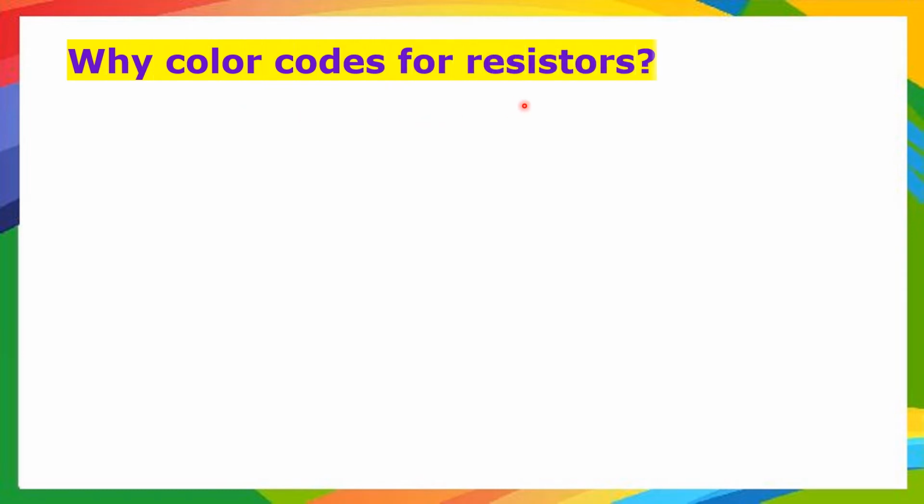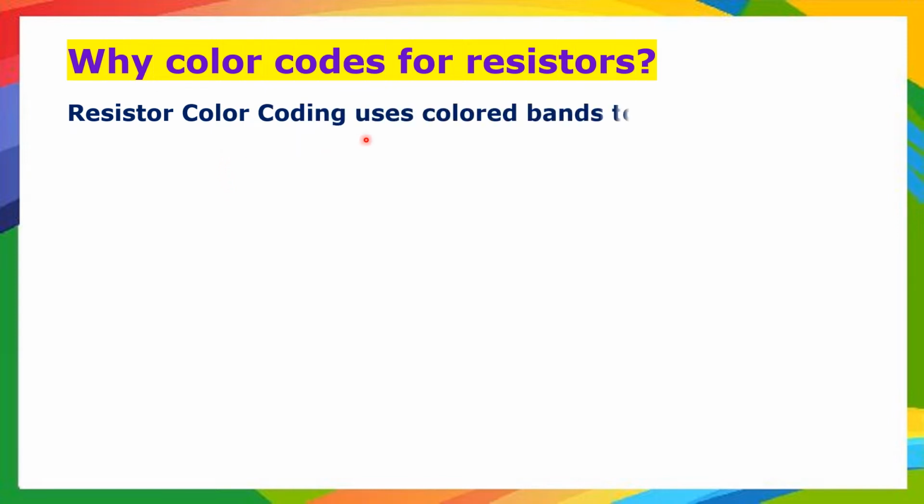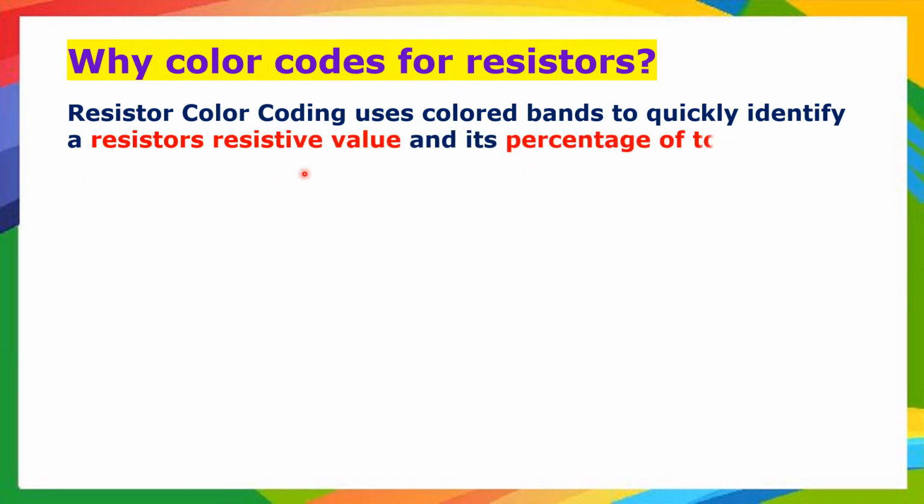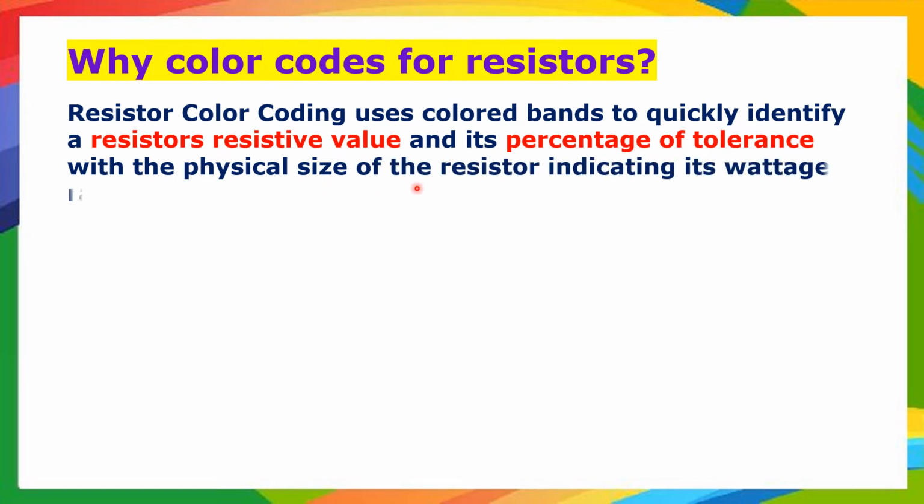Now the question is, why color codes for resistors? See here, resistor color coding uses colored bands to quickly identify a resistor's resistive value and its percentage of tolerance, with the physical size of the resistor indicating its wattage rating. So these are the specifications of a resistor: the resistive value, that is the resistance of the resistor, percentage of tolerance and wattage.